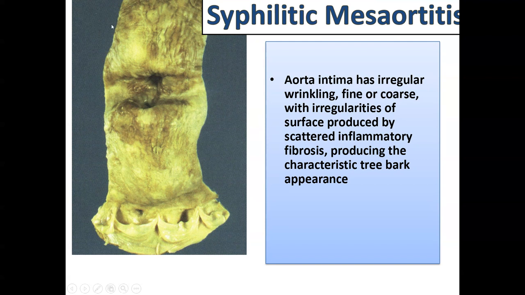So here, the tissue sample of aorta was with syphilitic aortitis. So look, the aorta compared with the normal one has the intima with irregular wrinkling, fine ridges, with irregularities on the surface produced by scattered inflammation with fibrosis, producing the characteristic tree bark appearance.